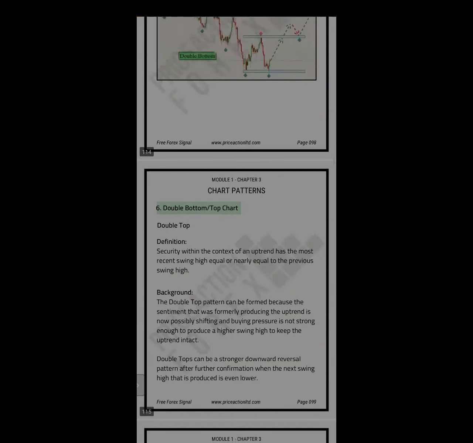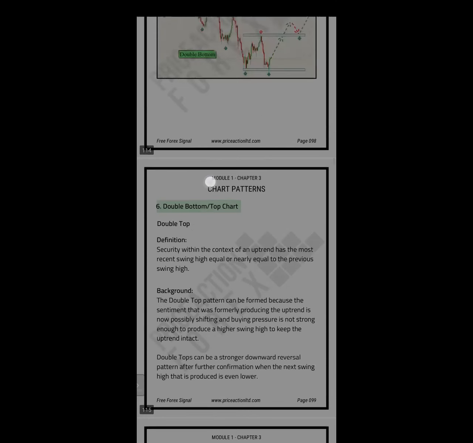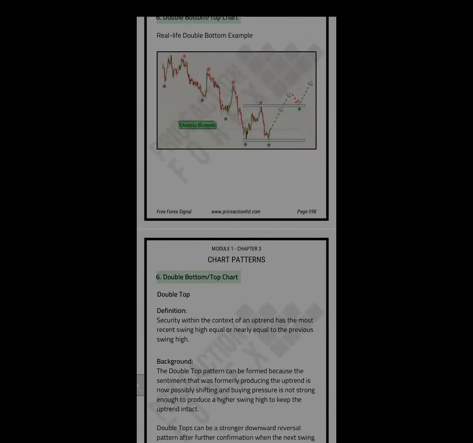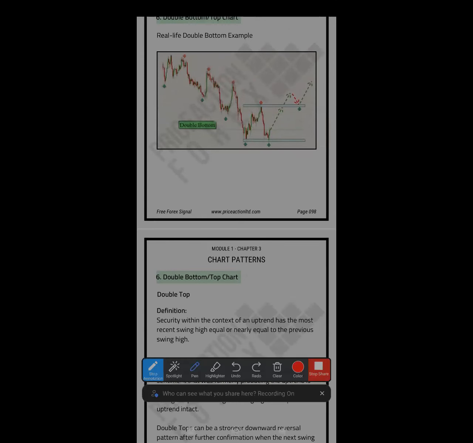And then the double top pattern is a chart pattern. In an uptrend, if the most recent swing high is equal or nearly equal to the previous high. So it's just as simple as that. It's just like an inverse of a double bottom. A double top means that there are two highs that are nearly equal or equal, which you use to identify a sell pattern. So a bearish double top.